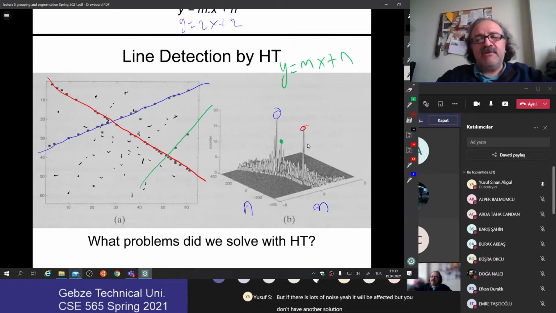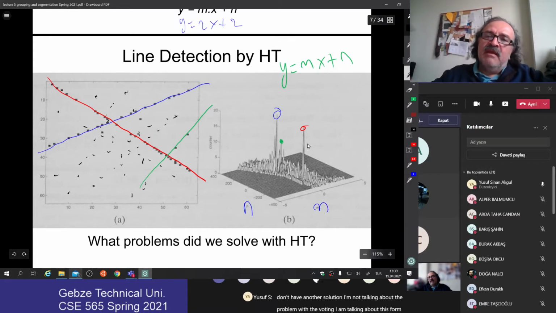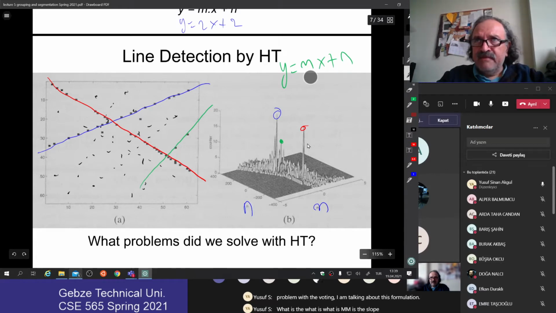I am not talking about the problem with the voting. I am talking about this formulation. What is m? m is the slope, right? How does m change? What is the range for m?